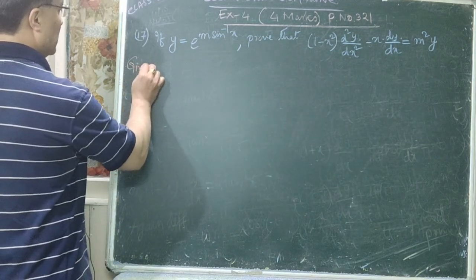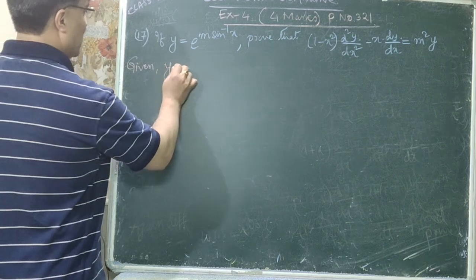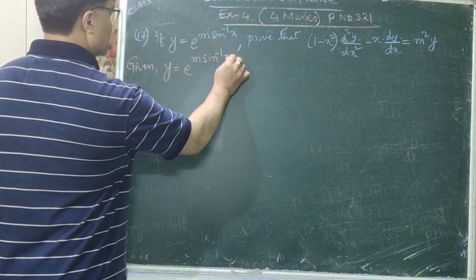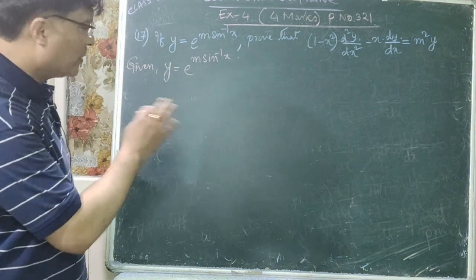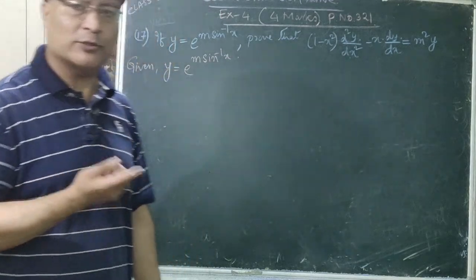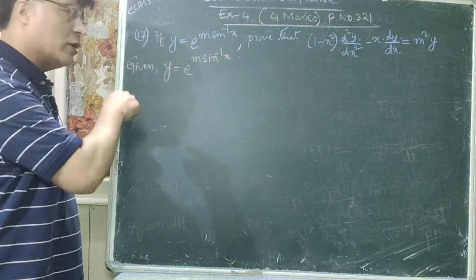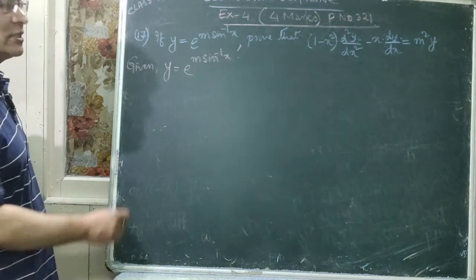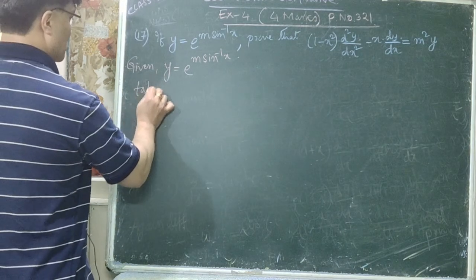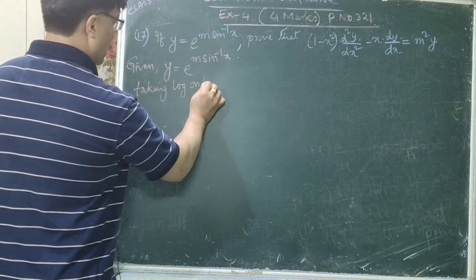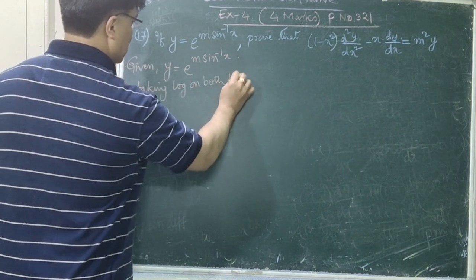So here given is y is equal to e to the power m sine inverse x. Okay, so you can take log on both the sides. So after simplification you can also differentiate it, or you can differentiate it directly. So let us take log on both the sides here. So taking log on both the sides.